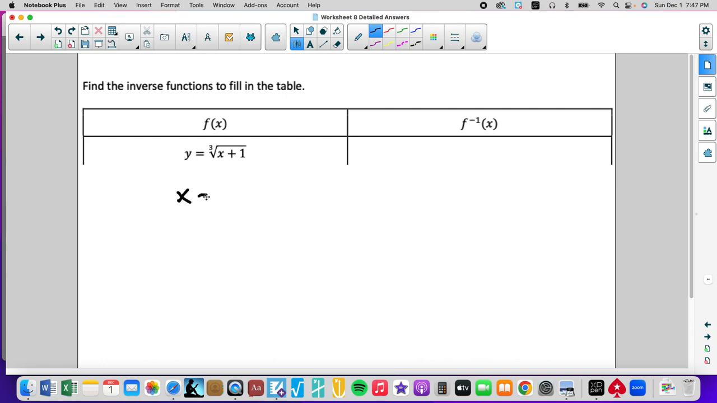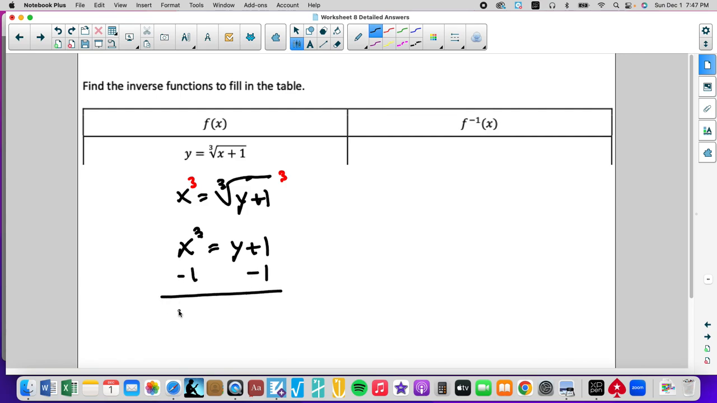All right, let's switch it. So we get x equals the cube root of y plus 1. Okay, what's going to get rid of a cube root is a cube. So we cube both sides. We get x to the third equals y plus 1. Let's subtract 1. And we get x to the third minus 1 equals y. So my inverse function would be x to the third minus 1.